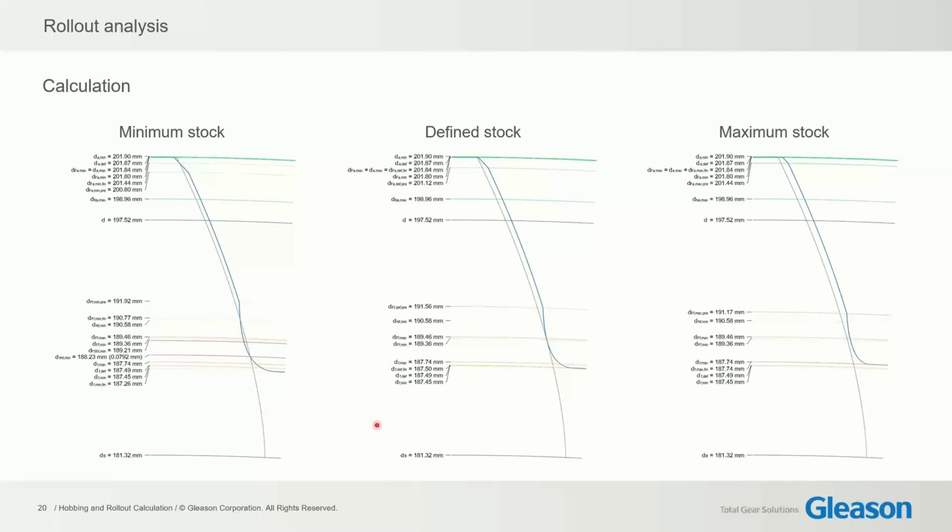These are those 3 graphics separated side by side. So we have the minimum stock here. We can see that the protuberance amount is sufficient. We have some free space here for the grinding tool to exit. We have the defined stock, which would be somewhere in the middle between minimum and maximum stock. You see, we're just touching the protuberance part or the root fillet area with our grinding. So this is right on the edge. And then for the maximum stock, in this case, we don't have enough protuberance. So in this case, if we would exit with the grinding tool, we would end up with a grinding notch.